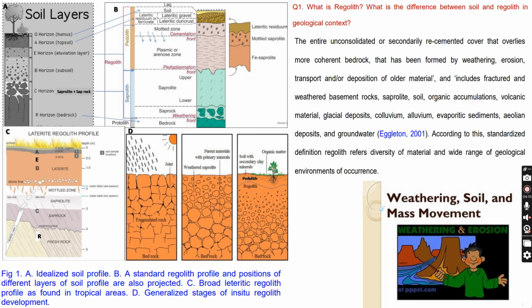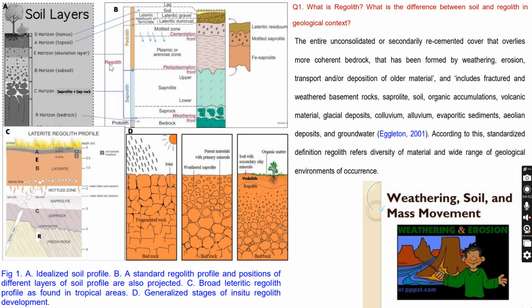So these 6 layers comprise the O horizon, A horizon, E horizon, B, C horizon, and R horizon. These things I will not go into in detail. A typical regolith profile may or may not comprise the soil layers, which is also called pedolith. So if we see this, this terminology must be understood. These are the soil layers. O horizon, that is humus, A horizon, E horizon, B horizon, C, then R horizon. So overall, 3 terminologies must be understood: pedolith, regolith, and protolith.